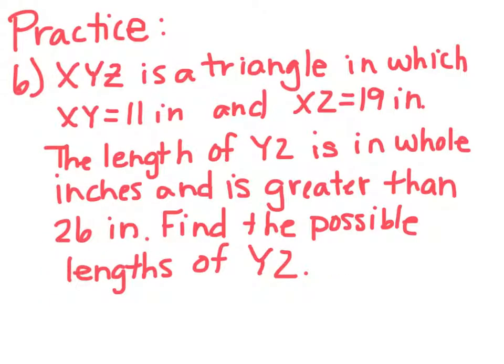All right, folks, here's your last practice problem for this lesson. XYZ is a triangle in which line XY equals 11 inches and line XZ equals 19 inches. The length of YZ is in whole inches and is greater than 26 inches long. Find the possible lengths of YZ. Follow the exact same technique we just used in our practice problem.